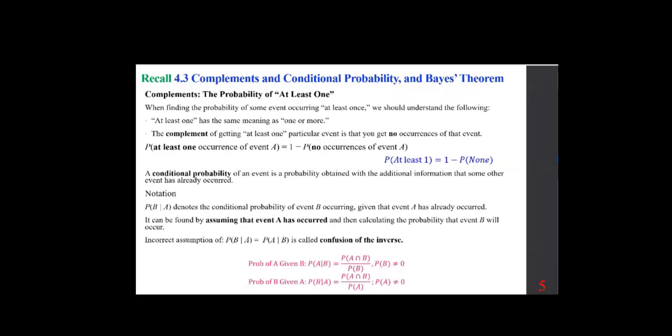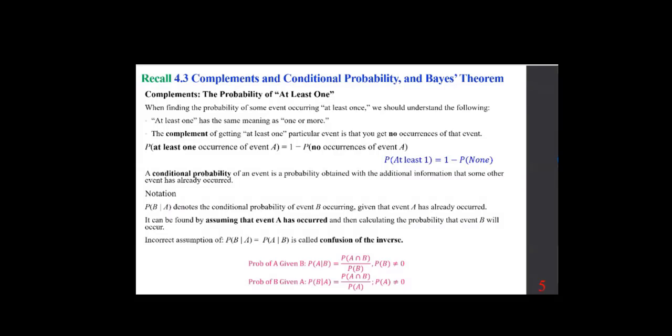We discussed the at least concept. Probability of at least is 1 minus the probability of none. And the reason we use that is because a lot of times calculating the probability of none is very simple. So we can go that route.